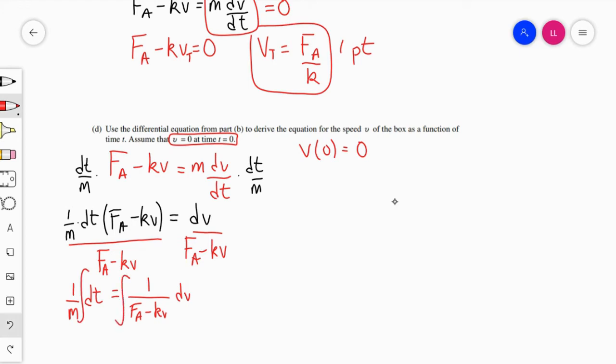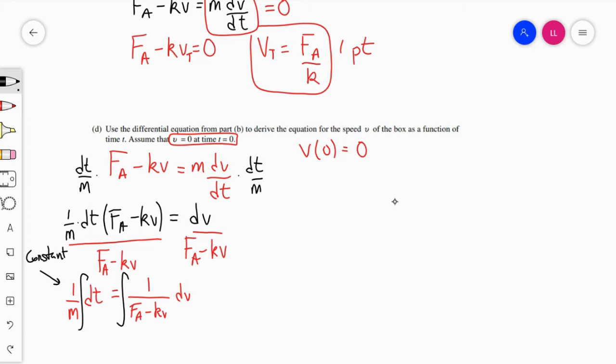Right? I can make that a different color. So I thought I'd selected the black pen. Okay. And because 1 over m is just a constant, I'm going to leave it outside. That's why I did that. That's why I didn't bring it in with it, because that is just a constant value. What we do have to do, right, for the 1 over FA minus KV is we have to do U substitution.